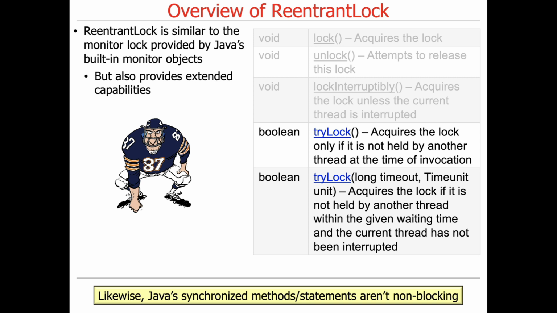Likewise, Java's synchronized methods and statements are also not non-blocking. So you can't do a try lock on the synchronized method or the synchronized statement. So they will always block. They are not non-blocking.